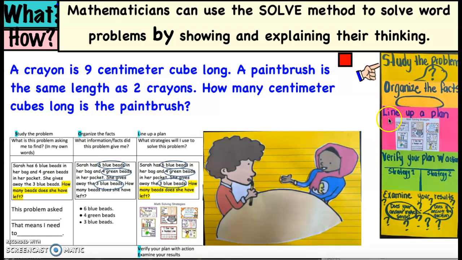We're going to line up a plan. We're going to try to choose two different strategies to show our thinking. Then we're going to verify our plan with action by using those two different strategies. And then last, we're going to examine our results by asking ourselves, does my answer make sense?